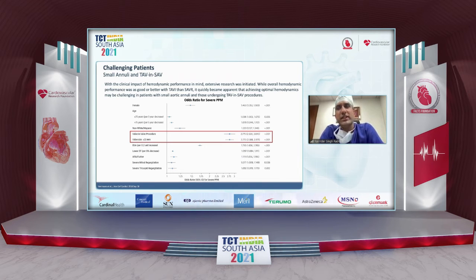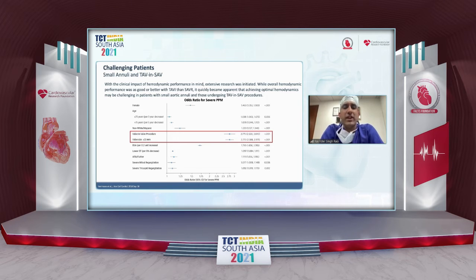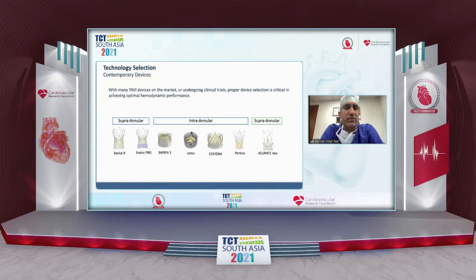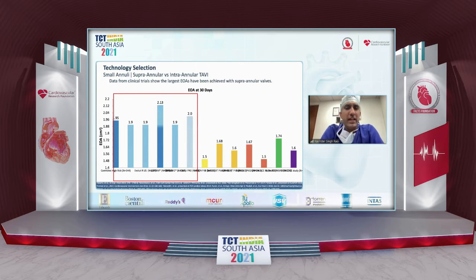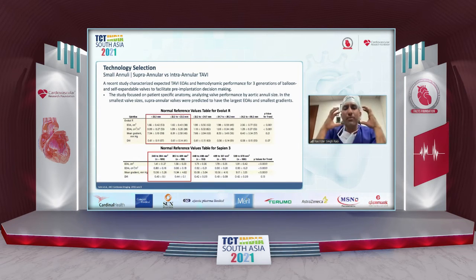Valve-in-valve procedures, if the bioprosthetic valve frame cannot be fractured, and if the bioprosthetic valve is a very small valve, again, a self-expandable supraannular valve is better. Again, we all know about this slide, supraannular, intraannular valves. The effective orifice area of a supraannular valve is more than the effective orifice area of an intraannular valve. And this becomes more important in the smaller annulus patients.